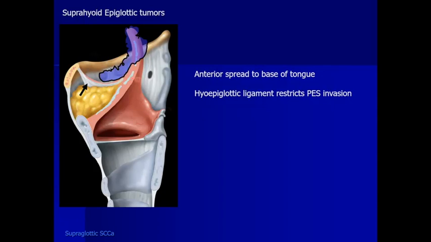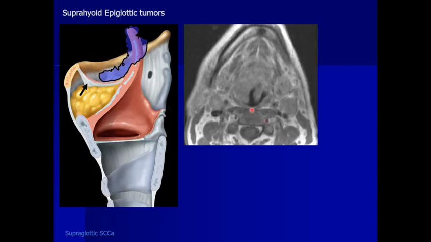If a tumor starts along the suprahyoid portion of the epiglottis, so above the hyoid bone, this tumor is going to spread along the mucosa and it's going to make its way into the vallecula. Remember, we have the hyoepiglottic ligament that stops tumor from going into the pre-epiglottic fat. So all this tumor can do now is continue going anteriorly and north and make its way into the base of tongue.